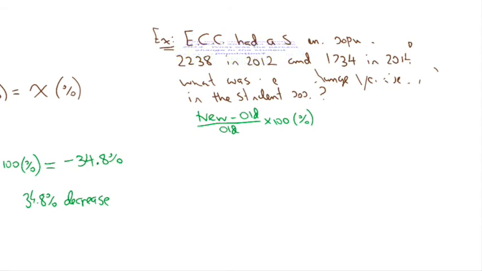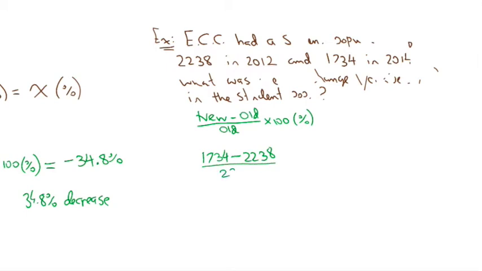So when I read this problem, what number associates with new? 1734. Because it's the year 2014, the newest value that I have. The old value is back in 2012. So when I put in for new, it's 1734. The old value is 2238. And by the way, if you get those two backwards, not only is your sign going to be wrong, but you're also going to choose the wrong number to go in the denominator. Because it's new minus old, and then that number just repeats itself in the bottom. So that's why you have to be a little cautious with this stuff.